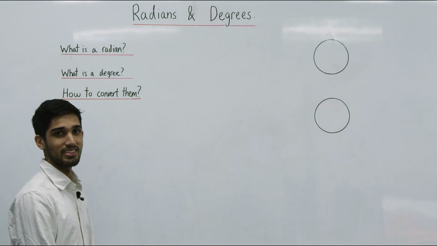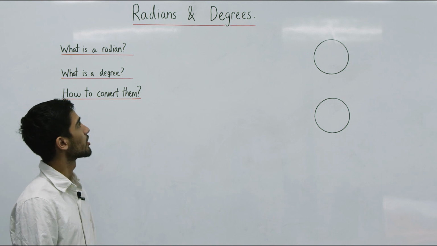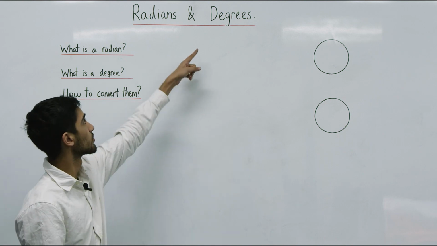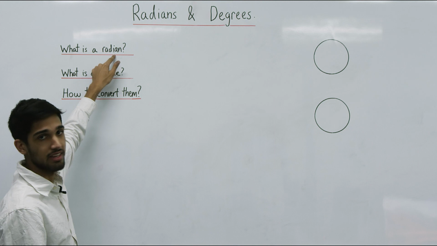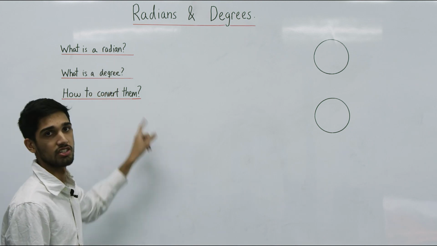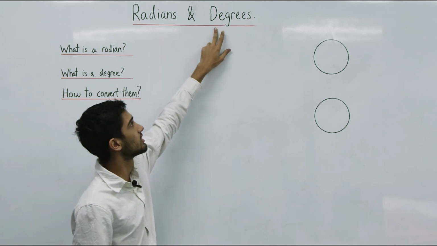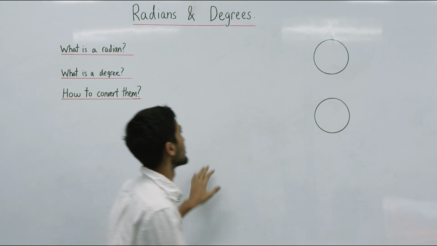Hello everyone, this is Sanjay from the Australian Institute of Advanced Studies, and today we're going to be learning about radians and degrees. So what is a radian, what is a degree, and how can we convert the two units of measurement?